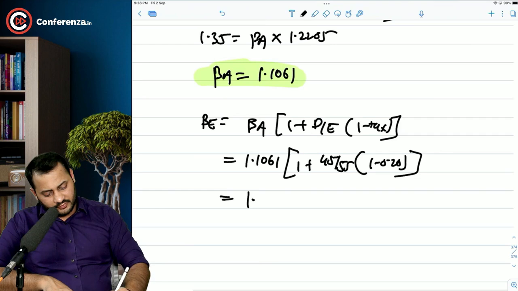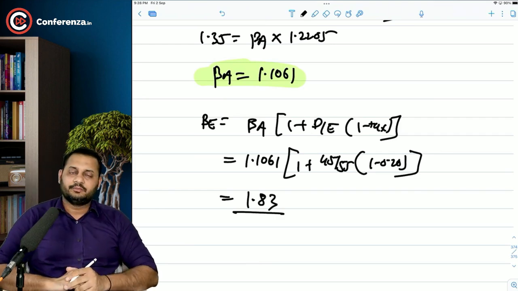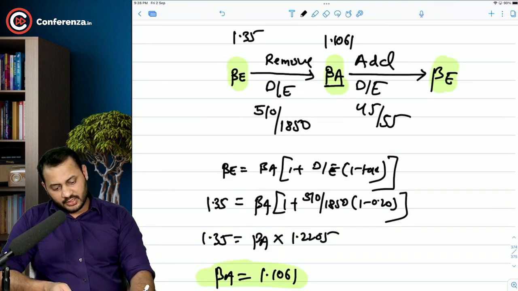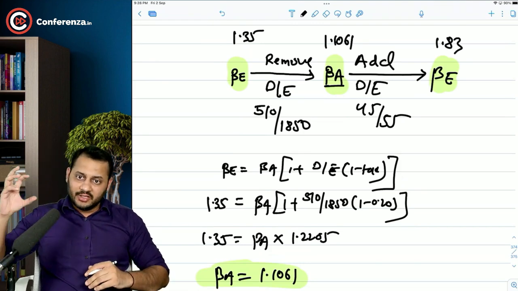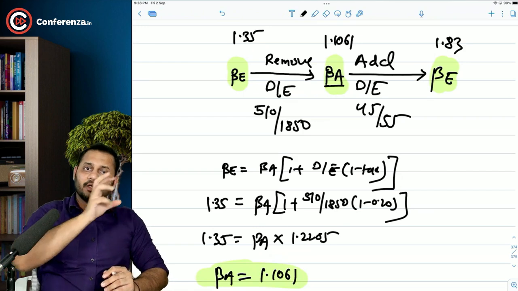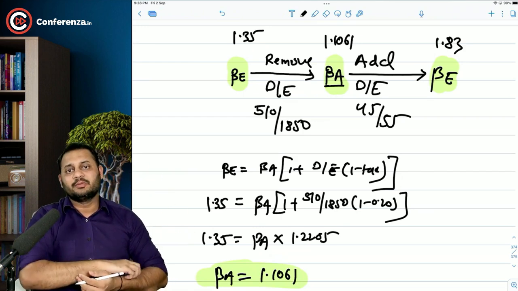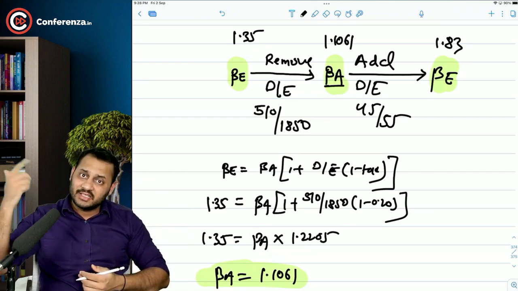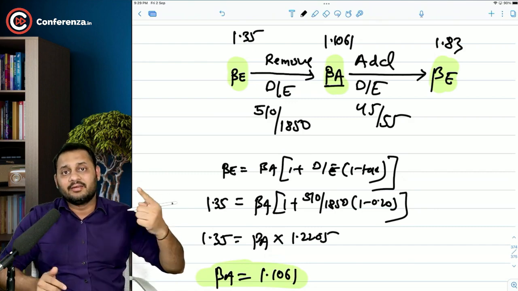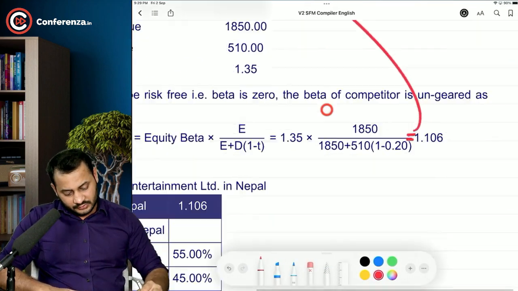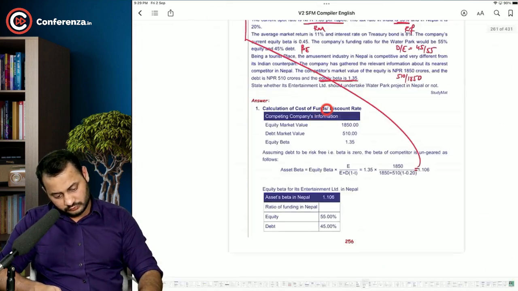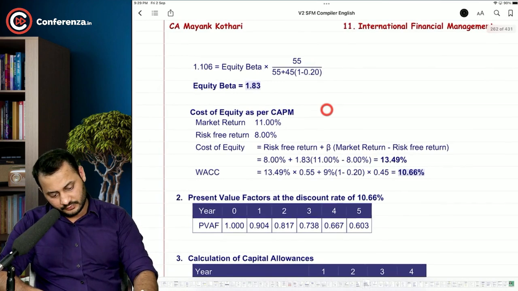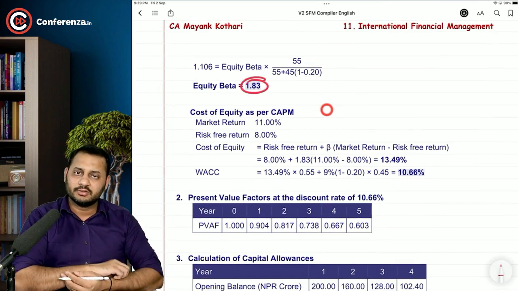So our equity beta comes to 1.83. So if we add our debt equity ratio, it comes to 1.83. So equity beta converted to asset beta, again converted to equity beta. This is the process of removing someone else's debt equity risk, adding our debt equity risk. See, 1.83. Do you agree with this?